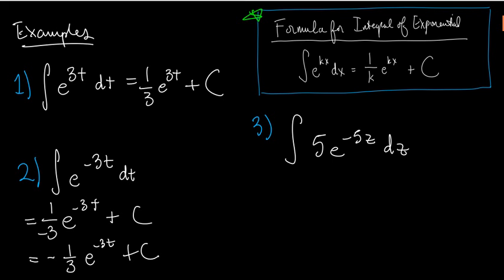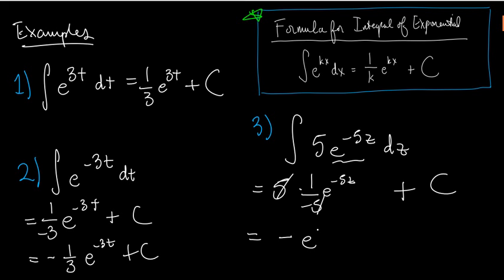Okay, and the third one, we have the integral of 5 e to the minus 5z. What can you do with the constant? Just let the integral pass right through it. So we're going to get 5, right? But then we integrate this part, so we're going to get itself, e to the minus 5z, times 1 over negative 5, plus the constant of integration. When you simplify that, 5 cancels, you get negative e to the minus 5z plus c.